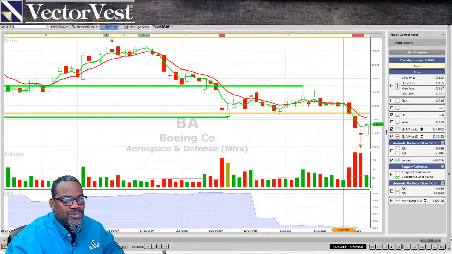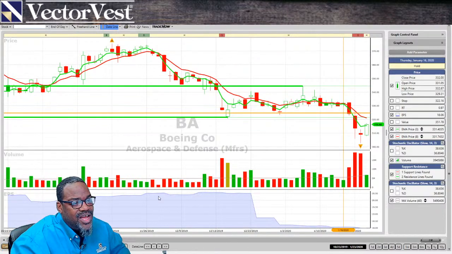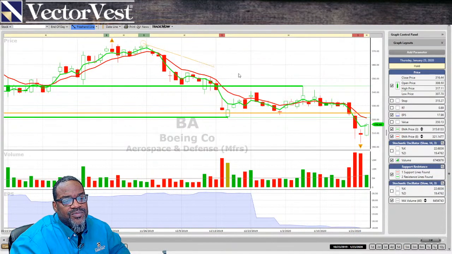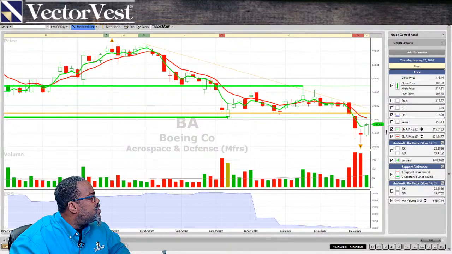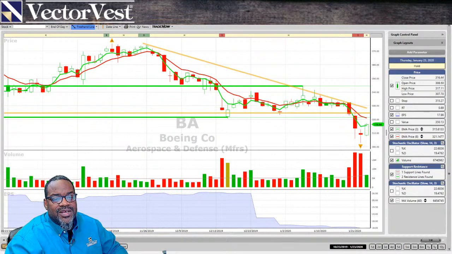Let's get to Boeing, though. There it is, in a nutshell. I can show you by way of trend line. Look at that. The stock is in a downtrend. Let's bring up a darker line. Look at that.